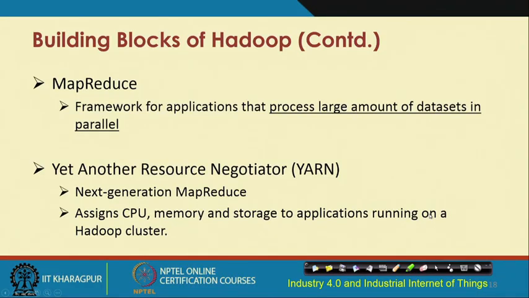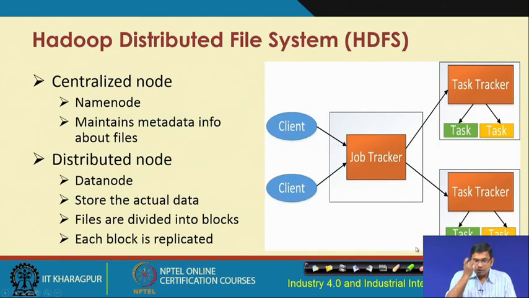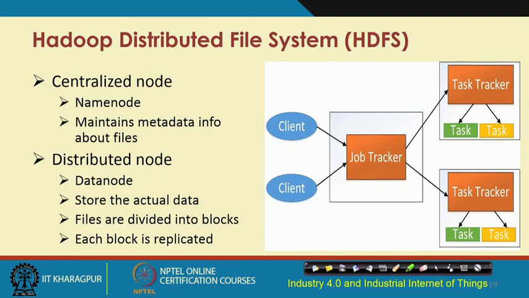So, the other building blocks of Hadoop include MapReduce, which is a framework for processing large amounts of data in parallel. This is MapReduce. MapReduce is also core to Hadoop, but in MapReduce, a large number of different types of algorithms are there. It is just a philosophy, a framework that Hadoop also uses. YARN is the next generation MapReduce, which assigns CPU, memory, and storage to different applications running on the Hadoop cluster of different computers. So, this is what HDFS, which is central to Hadoop, looks like.